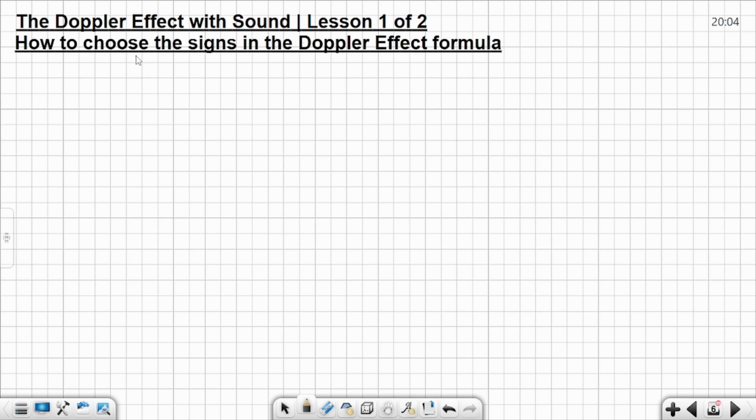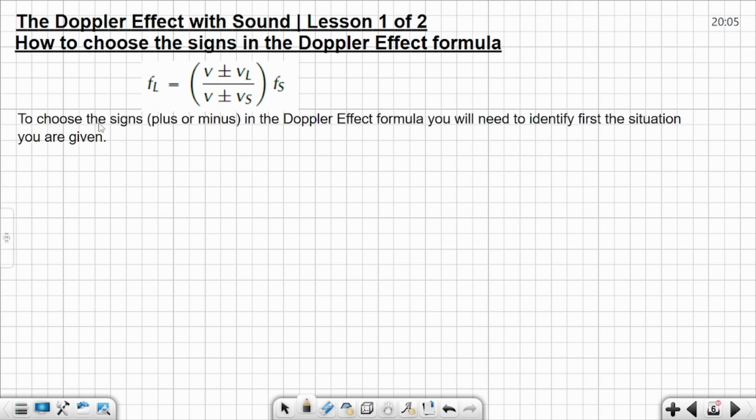Now, we are going to see how to choose the signs in the Doppler effect formula. So in this formula, when to put plus or minus at the top and when to put plus or minus at the bottom. Let's see as we move on. To choose the signs plus or minus in the Doppler effect formula, you will need to identify first the situation you are given, so that you can decide on your sign at the top and at the bottom.